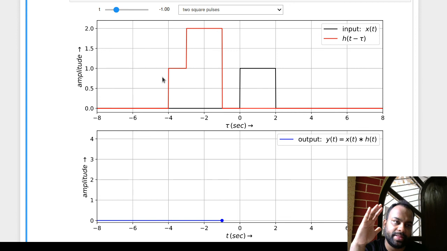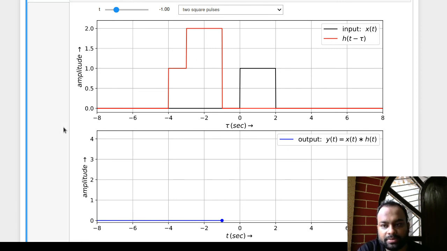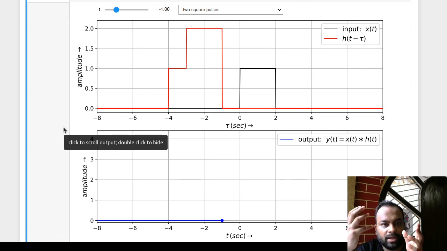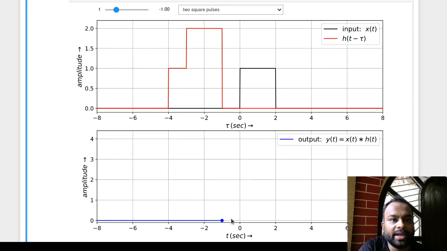We can either flip the input or flip the impulse response and shift it. So this red one is h(t minus tau), and I am varying t, finding the overlapping area and calculating the integral. This value here is representative of the integral of the product. When t is equal to -1, there is no overlap for this example. Again I flipped the red one, because one of the signals must be flipped and shifted. That is how convolution works.